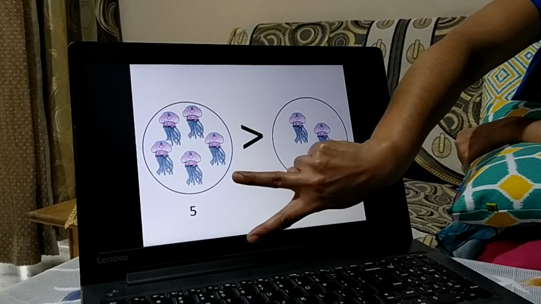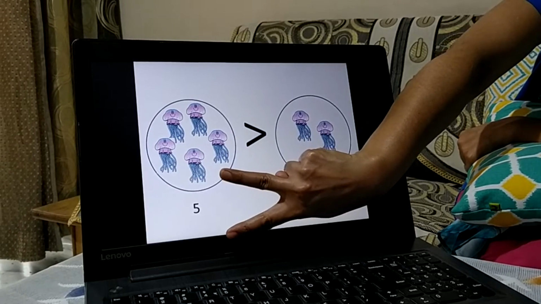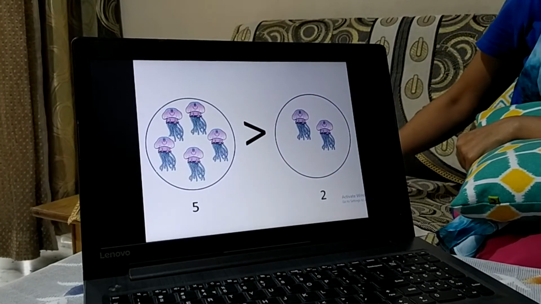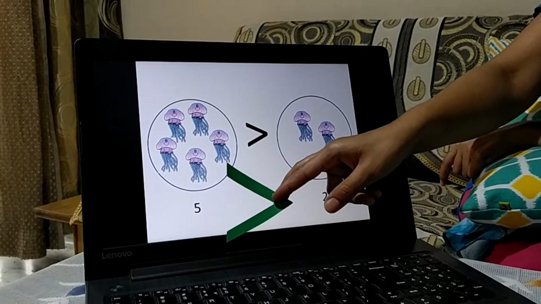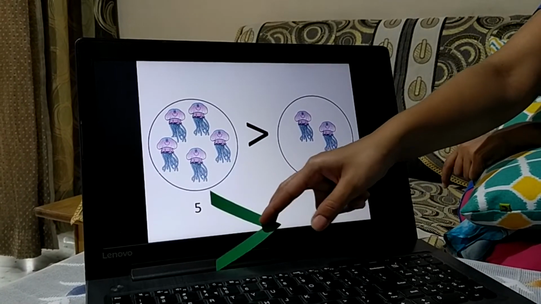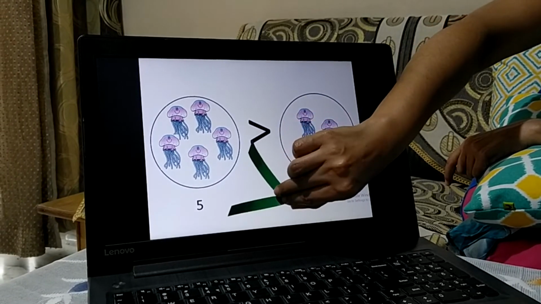So you can see the mouth is wide open towards 5 because 5 is more, right? We made this sign as well, right? So we are going to put it like this because 5 is greater than number 2, right?